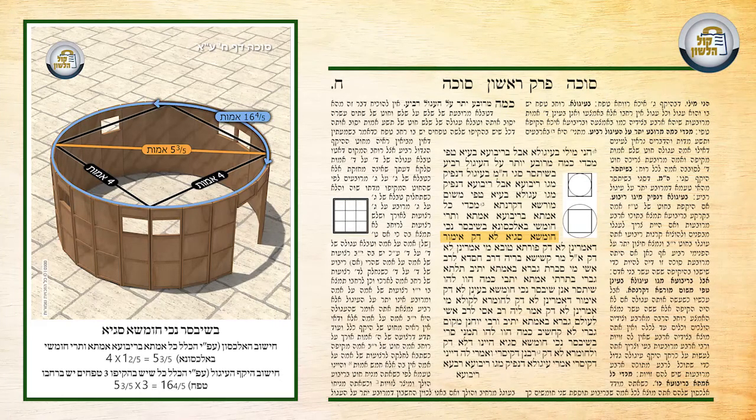So what did Rabbi Yochanan say? Rabbi Yochanan said that if you have a sukkah, 24 people can sit around, giving you a circumference of 24 amos, that's what you need. Well, why do you say that? 16 4/5 would be enough to contain a sukkah that measures 4 by 4.